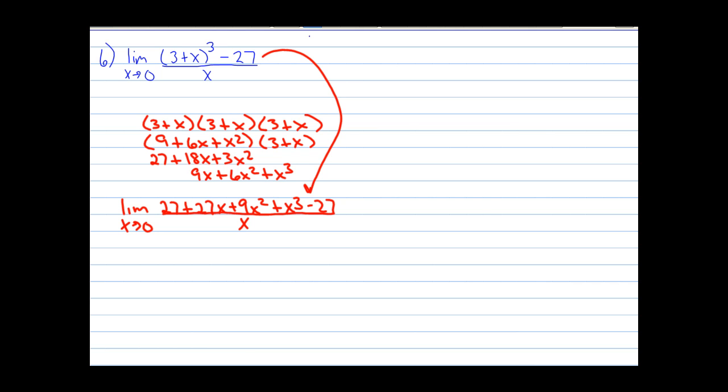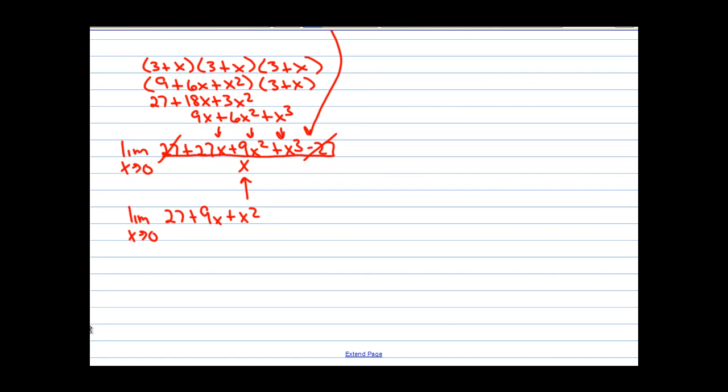Our next step in this problem is noticing that the 27s are going to cancel. 27 minus 27 is 0. That goes away, and what's left can be divided by x. So we have an x squared, and x to the third divided by x. So we can write this as the limit as x approaches 0 of 27 plus 9x plus x squared. No more denominator because we divided by x. Now I can plug 0 in with no problem at all.